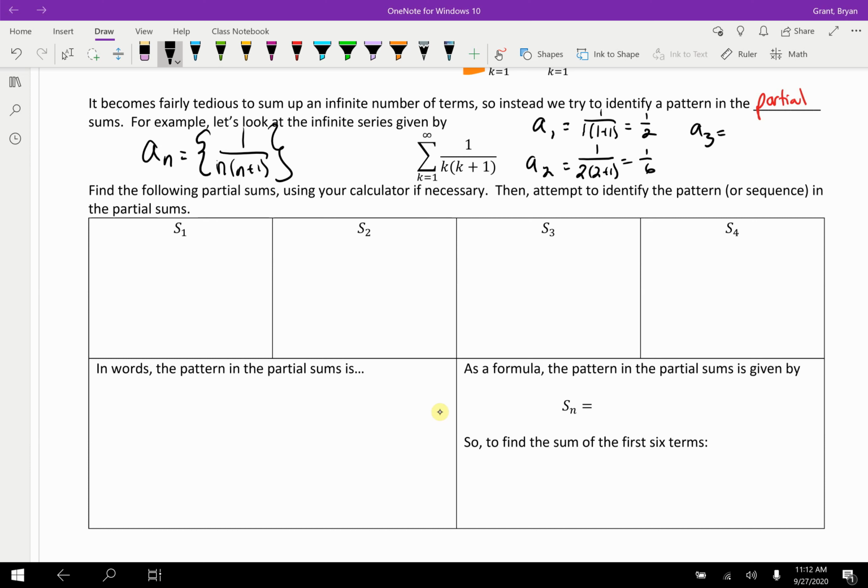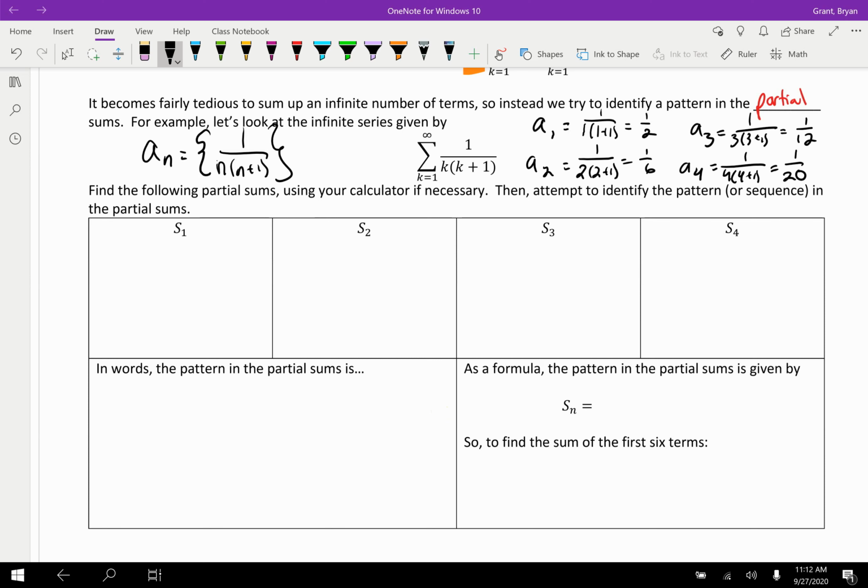My third term is going to be 1 divided by 3 times 3 plus 1. 3 times 4 is 12. And my fourth term is going to be 1 divided by 4 times 4 plus 1. 4 times 5 is 20. Okay? So we are going to use those terms and start to calculate partial sums.